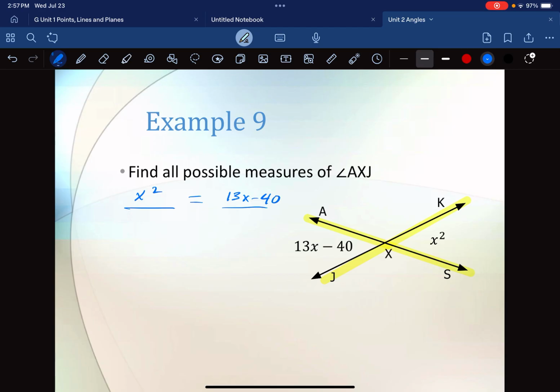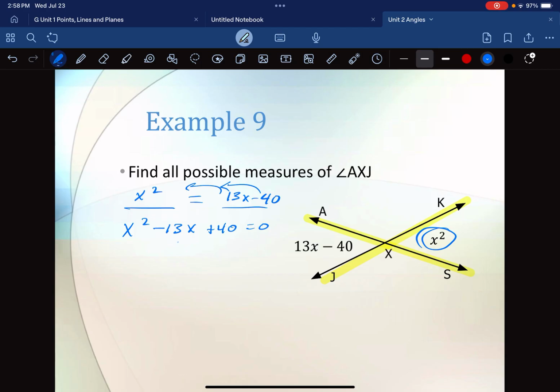This is called a quadratic equation because it's got an x squared. That's what makes this quadratic, not linear, which all the other ones we've been doing are linear. So in order to solve a quadratic, one of the methods is to factor. So in order to do that, we're going to move everything to one side. So the 13x jumps the equal sign and becomes negative 13x. And the negative 40 jumps and becomes a positive 40. And now I've got it equal to 0, which is how you solve quadratics.